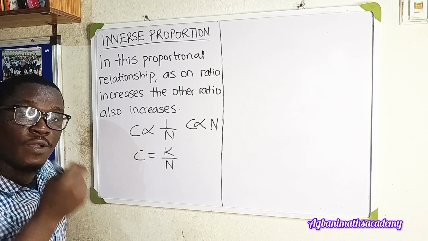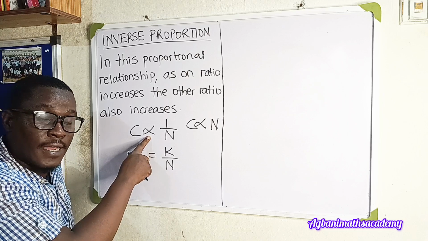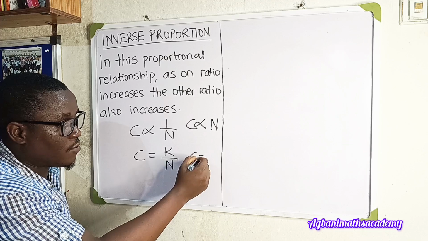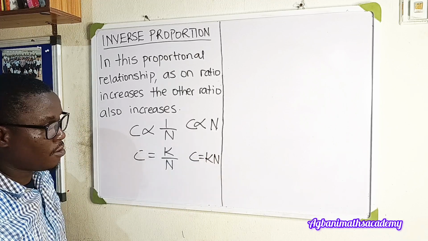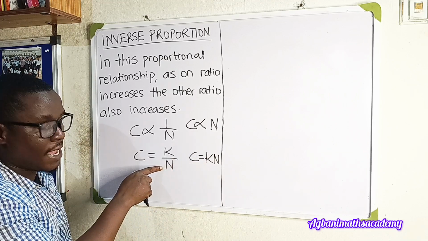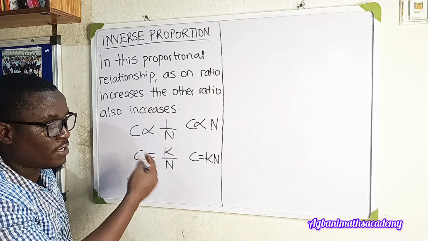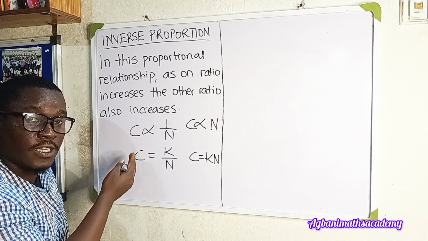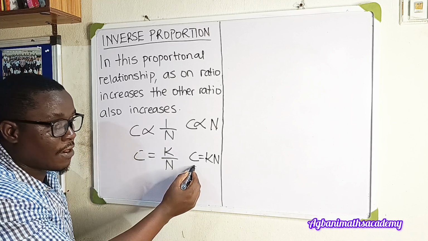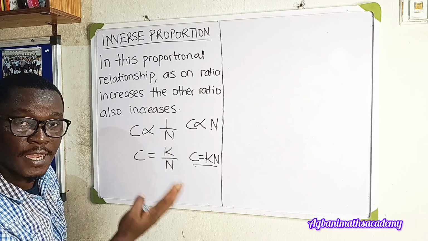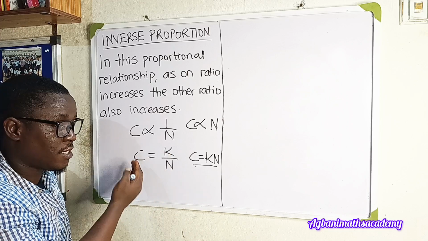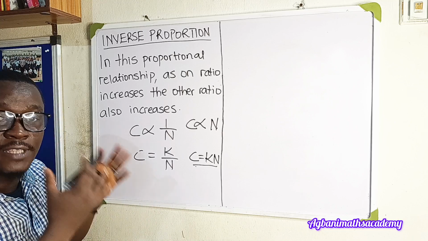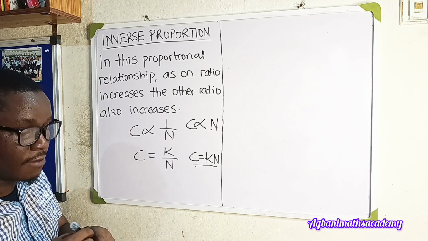And remember, we always change the proportionality sign to an equal to sign. So in this situation, when we change it, we have C is equal to KN, right? But we can't write this because N is a denominator. Once we put K, K is going to be a numerator and N will be a denominator. So that's why we have C is equal to K all over N. In direct proportion, we have C is equal to KN. In inverse proportion, we have C is equal to K all over N. That's the difference when solving questions on direct proportion and inverse proportion. Okay, so let's solve an example.